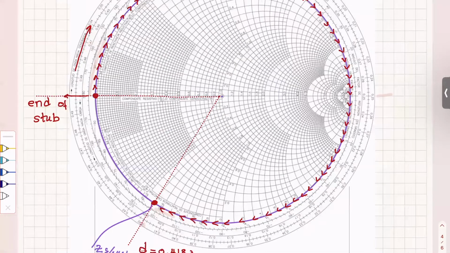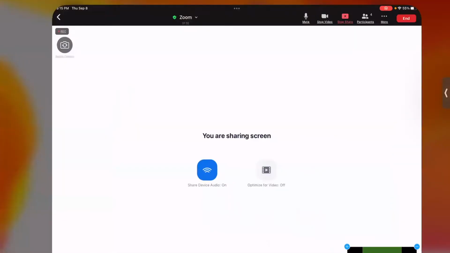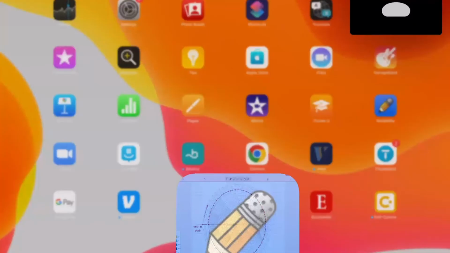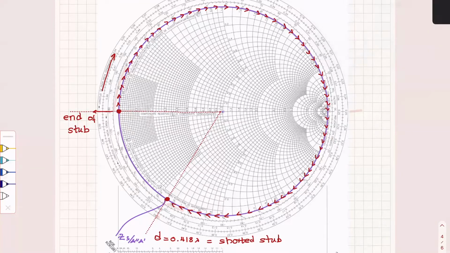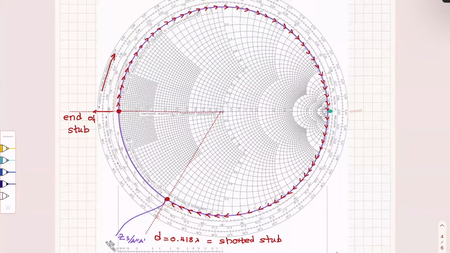Now, the interesting thing is that's for a shorted stub. Let me ask you this, if the stub was to be open, where would the end of the stub be? 0.25. Yes, the exact opposite, 180. Exactly. It would have been here. And I would have to go around this distance, which is much shorter than the other one.